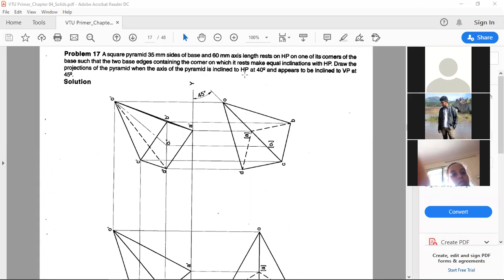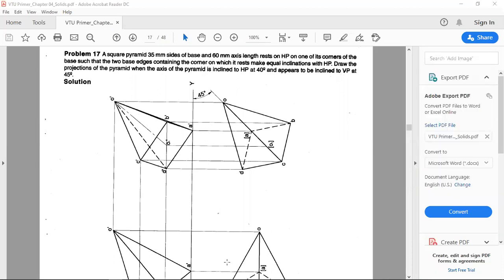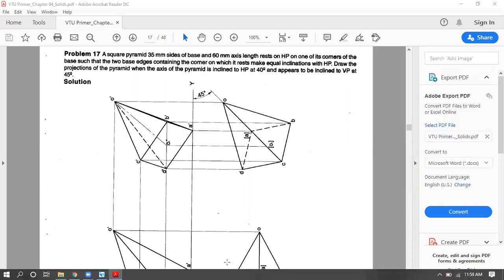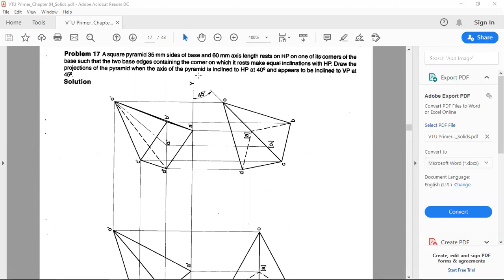It rests on HP on one of the corners of the base, such that the two base sides containing the corner on which it rests are equally inclined with HP. Draw the projections of the solid when the axis is inclined at an angle of 40 degrees and appears to be inclined at 45 degrees.